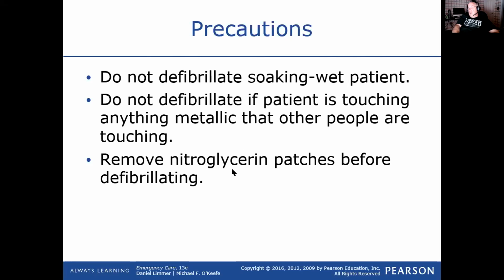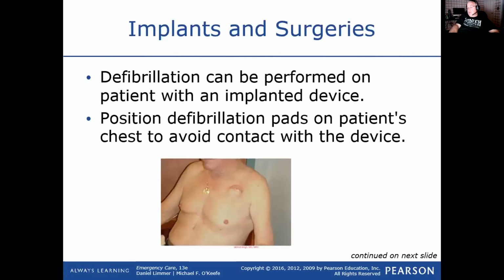Okay. If you can remove any medication patches, they're on the patient's chest safely. Just remember, you have to have gloves on. So those are all things that would be nice to do.